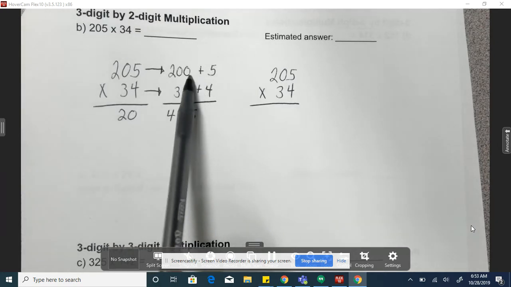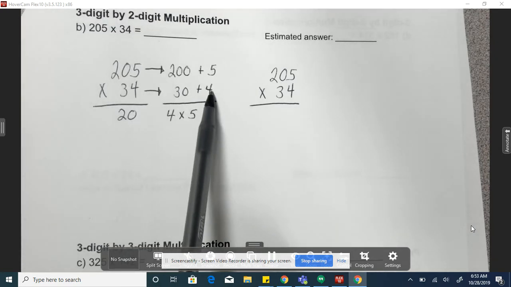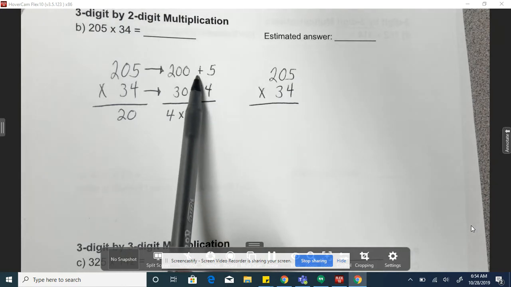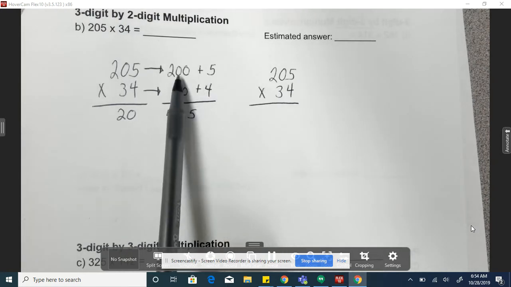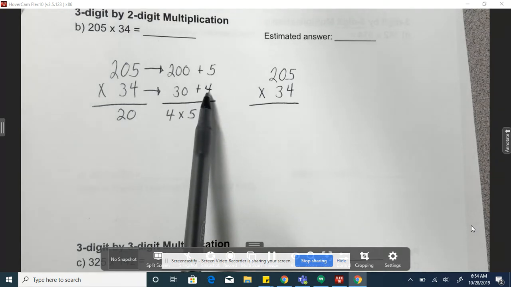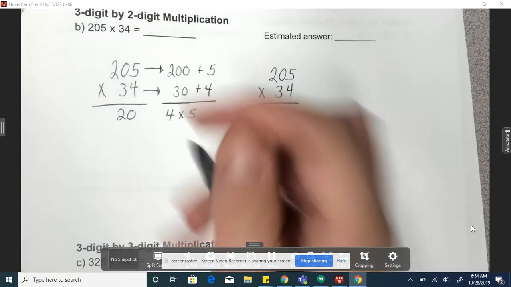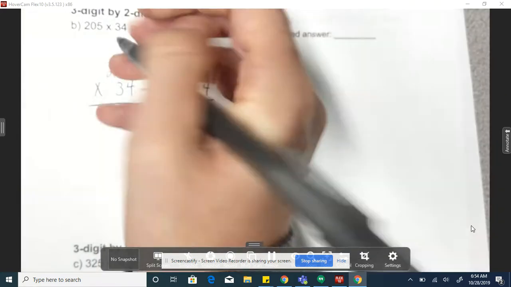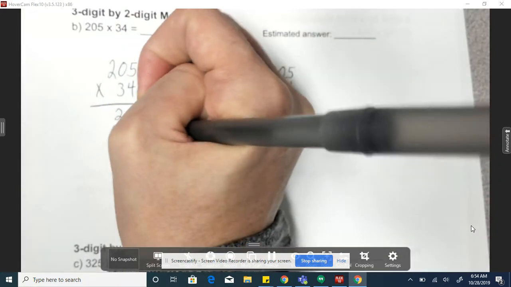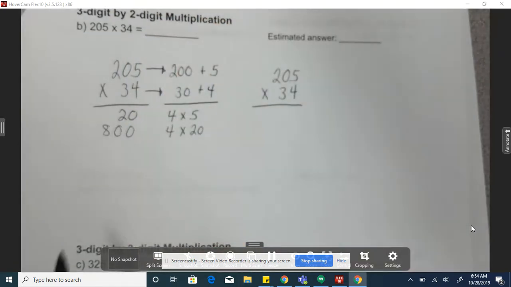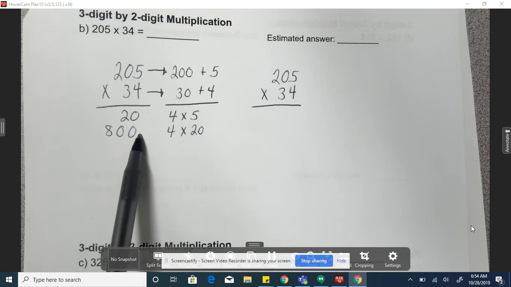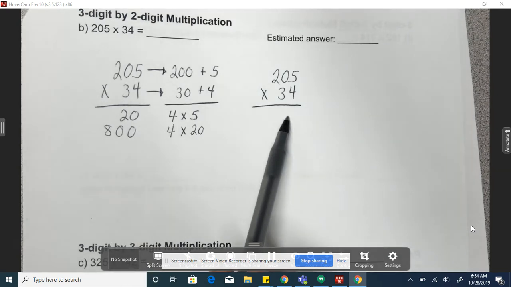Notice we're not adding any tens because we have 0 tens. If we were multiplying by a 10, we would do the 4 times 5, and then we'd multiply 4 times whatever that 10 was. But because there's no tens, we're just going to move on to the hundreds place. So I'm going to write down 4 times 200, which I know is 800. I'm going to line up my place values. If I were to add these up at the end, that would get 820. Let's see if we get 820 here.